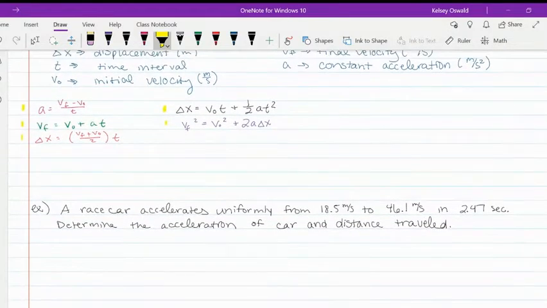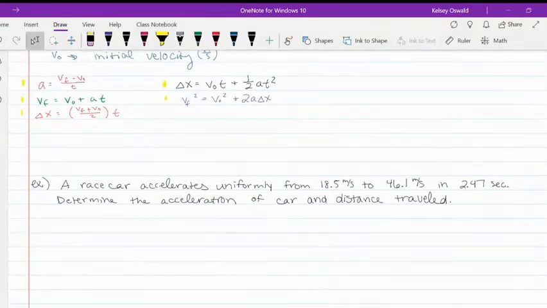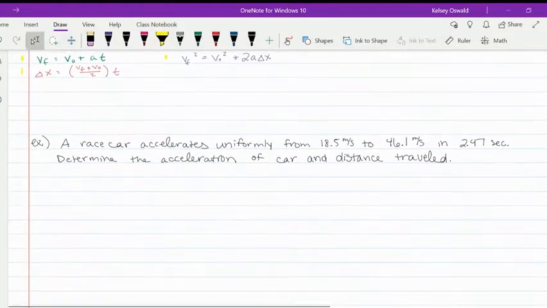Okay, so now we're going to look at examples where we are using these 5 kinematic equations. In our first example, we have a race car that accelerates uniformly from 18.5 meters per second to 46.1 meters per second in 2.47 seconds. We want to find the acceleration of the car and the distance traveled.